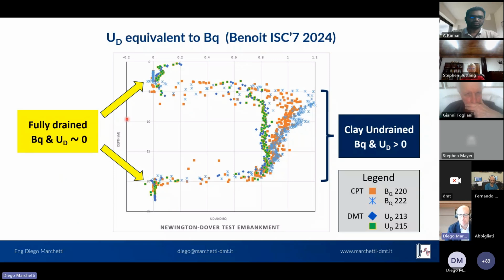This is a recent publication by Jean Benoit at ISC7 in Barcelona, 2024, where there is a layer of sand in the top meters, then a layer of clay, and then again a layer of sand. And both BQ and UD, which are the orange and blue stars for BQ, while the squares and rhombus, blue and green, are the UD, are actually in very, very good agreement, in well detecting the fully drained behavior and the undrained behavior.